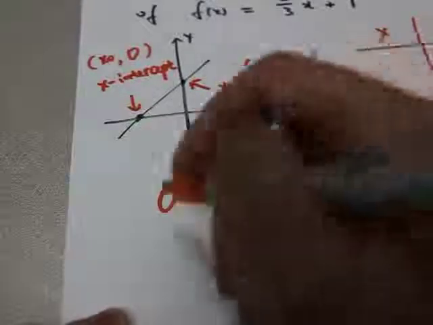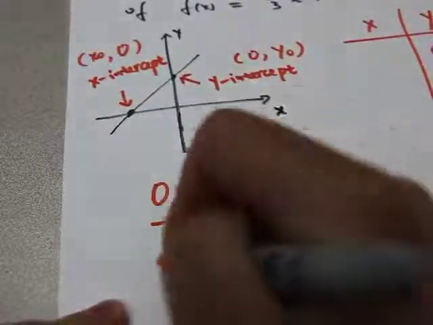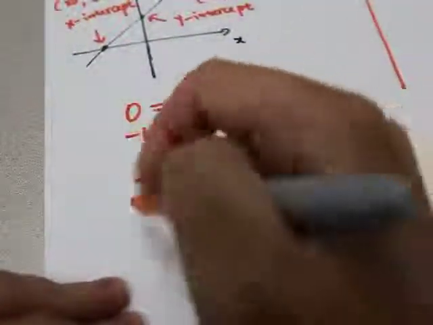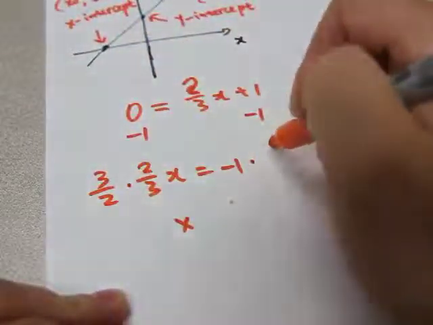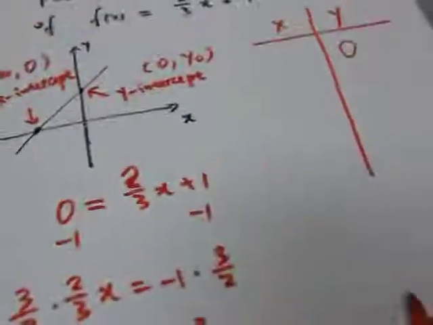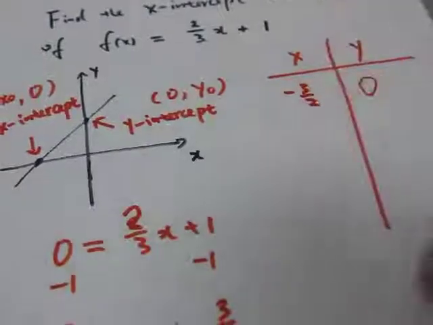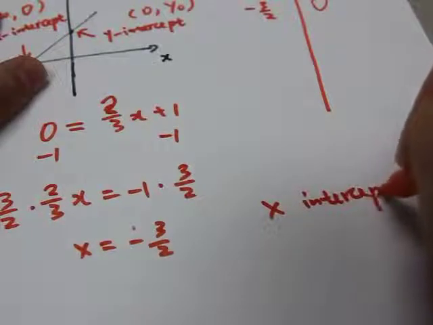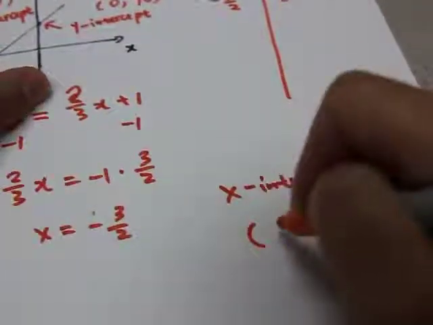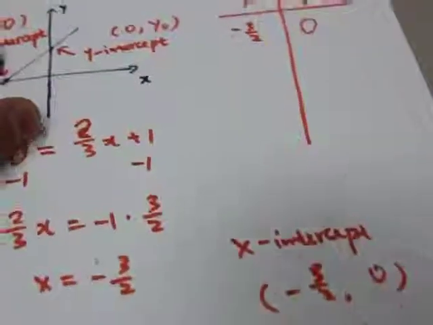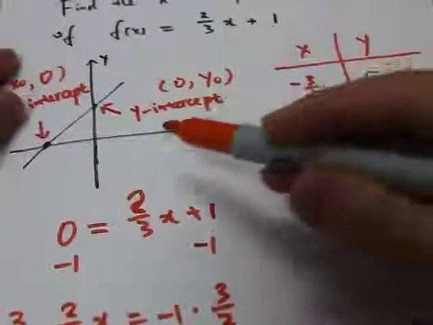So we subtract 1 from both sides, and then we multiply by 3/2 on both sides. So x is negative 3/2. Okay, so the x-intercept is the point (negative 3/2, 0). Okay, now next we find the y-intercept.